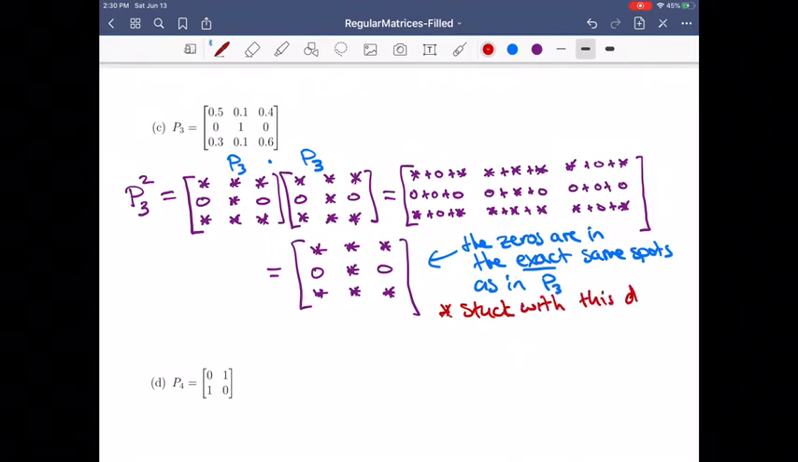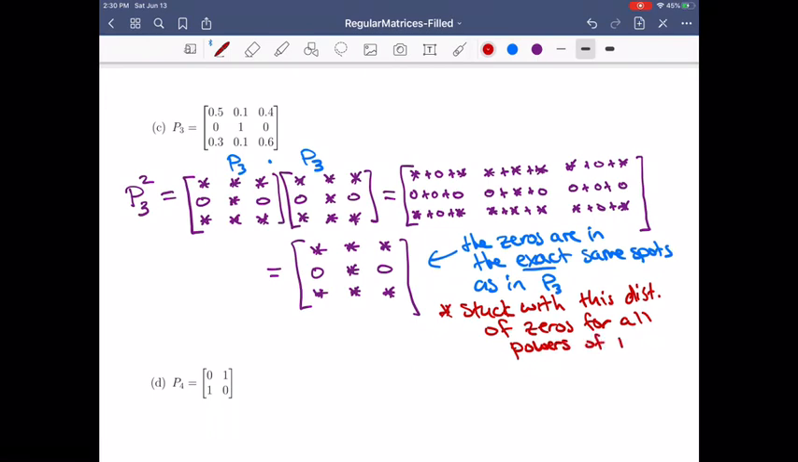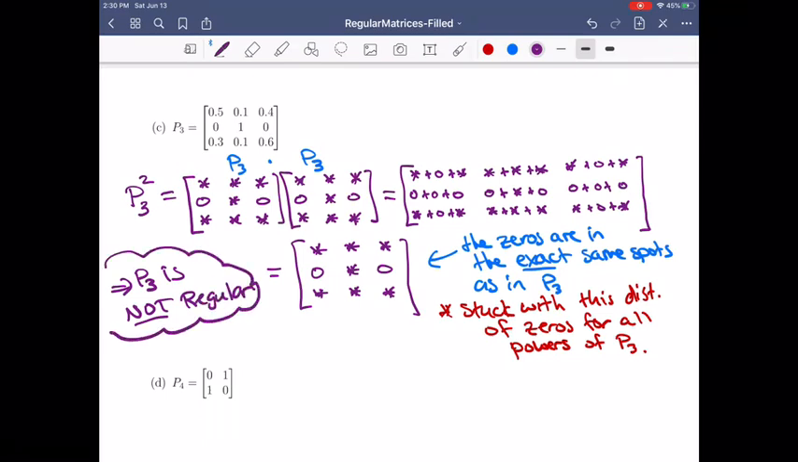With this distribution of zeros, okay, for all powers of P3. So that means that these zeros are never going to go away. So now we can conclude that P3 is not regular. Okay, so if you get a form that you've already seen, okay, so this one is the exact same as the original one, that's how you know you can stop.